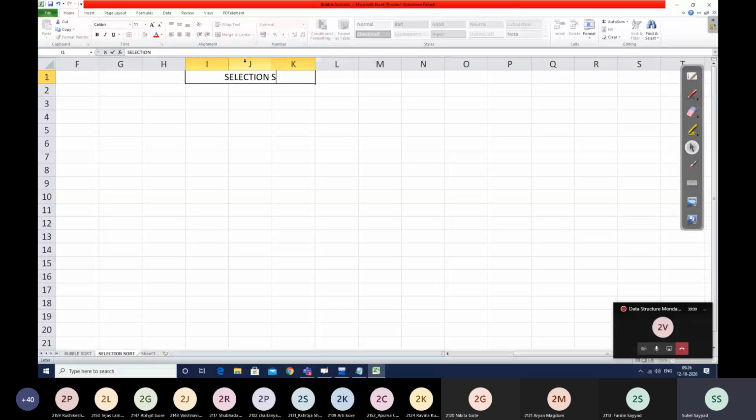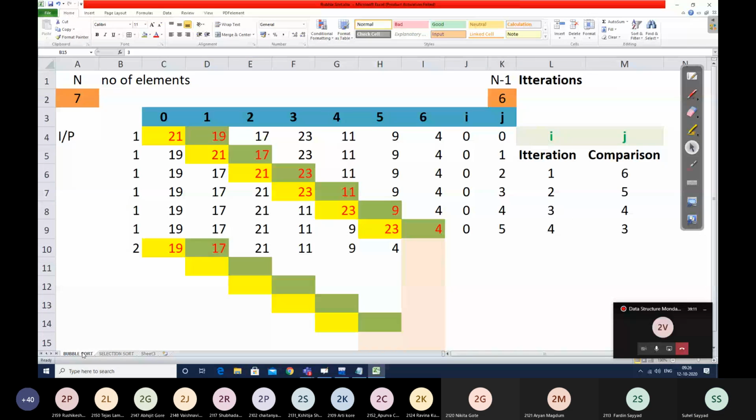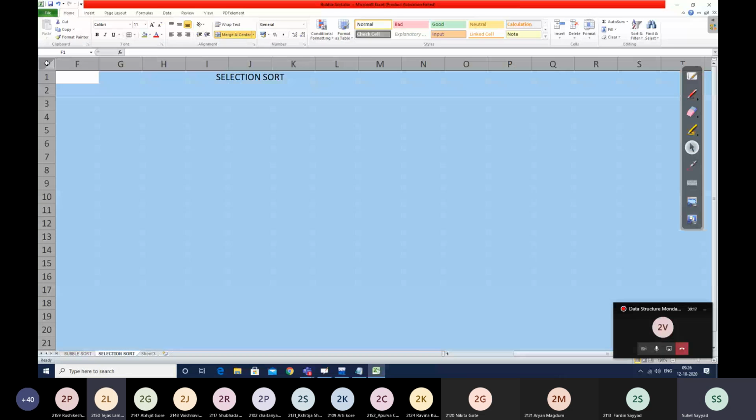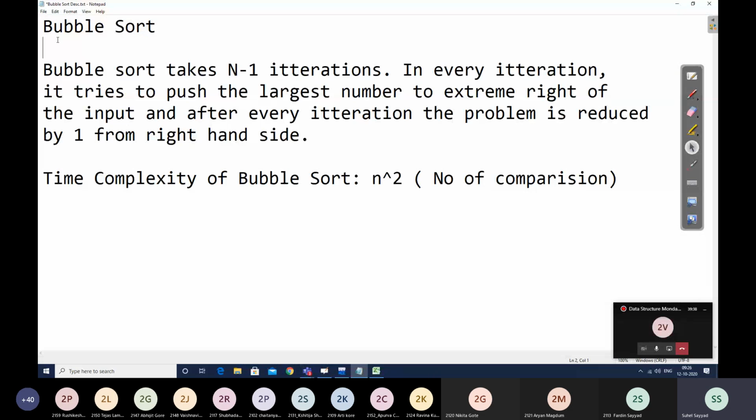Is the screen of selection sort visible properly to you people? Yes, sir. So first let us see the philosophy of selection sort.